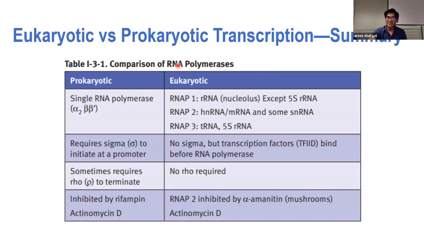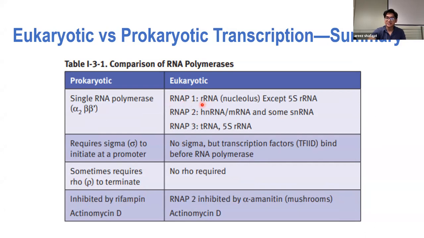All right, this is a summary of prokaryotic versus eukaryotic transcription. I'm emphasizing this because this usually comes in exams, and this is for the first lecture of RNA transcription. This is the most important stuff you should know. Prokaryotic RNA polymerase is only one, there are no subtypes. It's composed of subunits called alpha 2, beta, beta prime. It requires sigma factor to bind to the promoter and rho factor for termination. It's inhibited by rifampin.